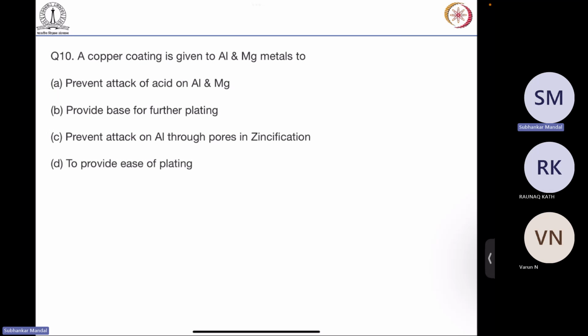A copper coating is given to aluminum or magnesium metals to prevent the attack of acid on aluminum and magnesium, provide a base for further plating, prevent attack on aluminum through pores in zincification, to provide each of plating. What will be the answer? Yes, it is correct. Prevent attack on aluminum through pores in zincification.